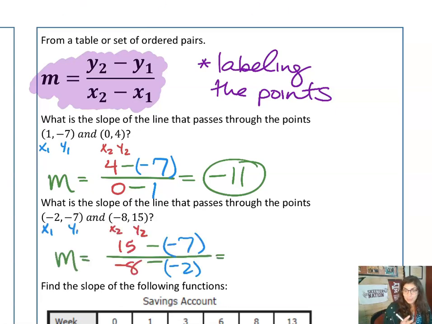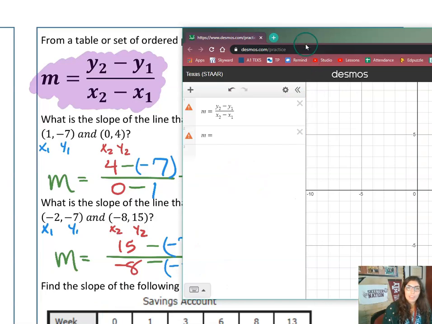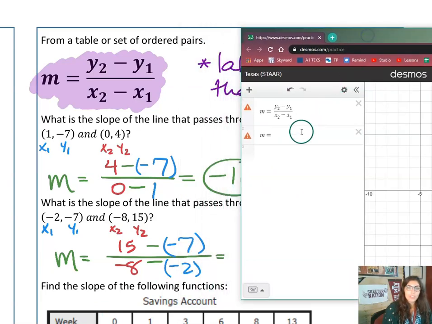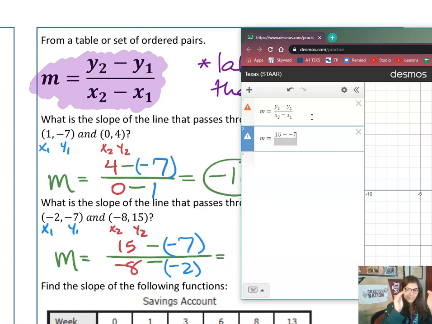I've already plugged in my numbers to my formula following the formula that's on this page. I just need to calculate. So I go back to Desmos. I'm going to scoot it over so we can read this. And we are going to calculate a big division sign for m. So I just press the divide button. And I'm going to have 15 minus negative 7. Again, if it bothers you that it's minus a negative, you can put the second term in parentheses. Otherwise, Desmos understands. Then I have negative 8 minus negative 2.